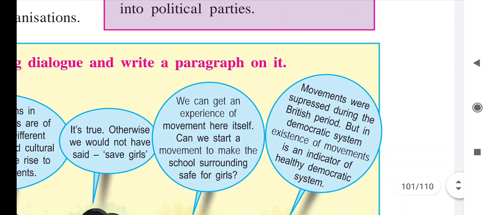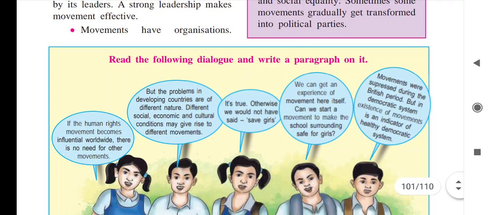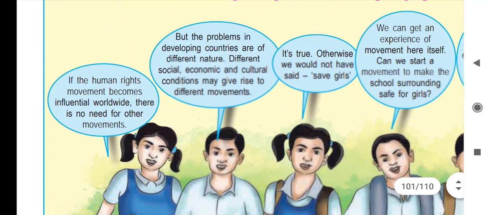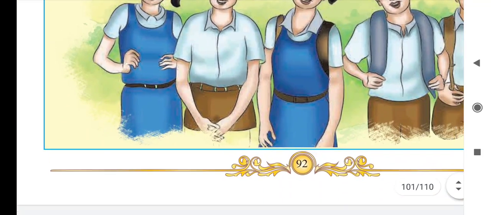Movements were suppressed during the British period, but in a democratic system, the existence of movements is an indicator of a healthy democratic system. So children, here every child is saying one point, so we have to discuss that point, which means we have to think and write one paragraph on it. This activity is for students, so you have to write what is your opinion related to each and every thought which is represented by the students. So I hope you understood this.